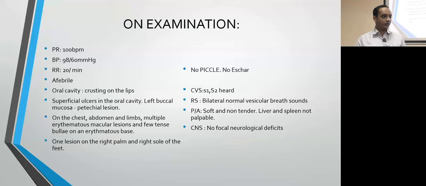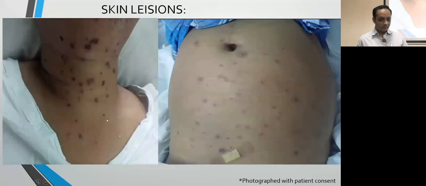These were actually the skin lesions. We noticed there are a few bullae there on an erythematous base, and these were the lesions over the abdomen. Anybody want to take a guess on what it would be? There was no clear dermatomal pattern or anything of involvement. It was just fully blown bullous lesions with an erythematous base.